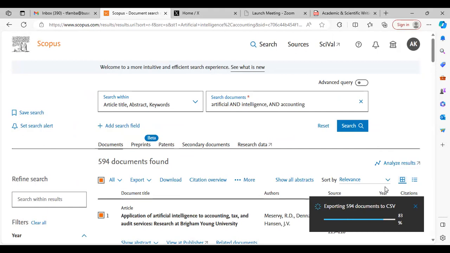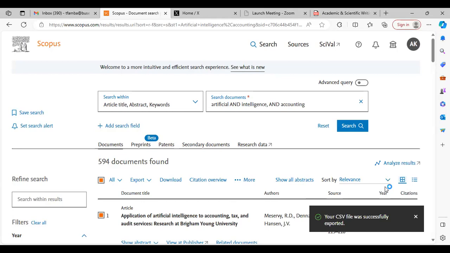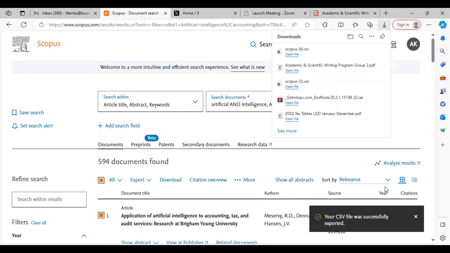Yes, Doc. Right. So up to this stage, what we have simply done is we have extracted these 594 papers. And we don't know yet what is in these papers, but we just know that these papers are talking about artificial intelligence and accounting research.